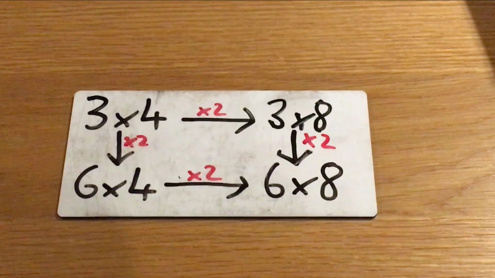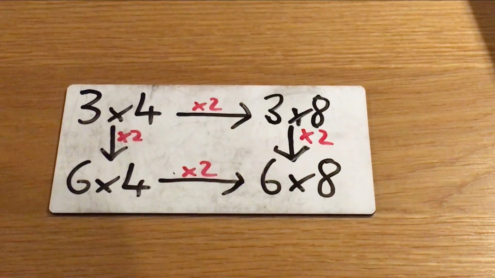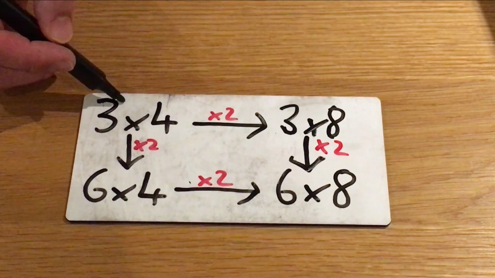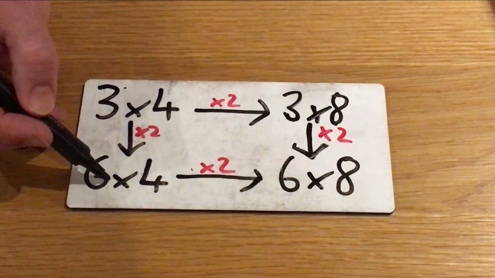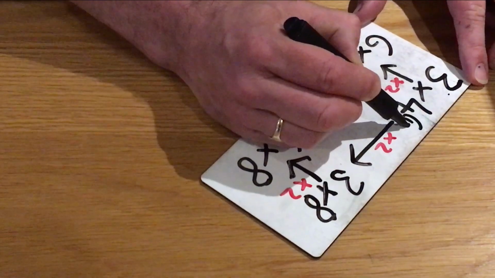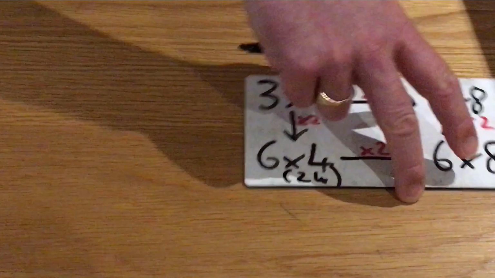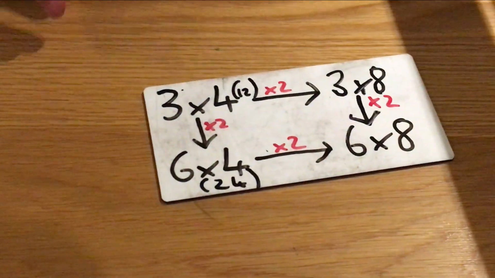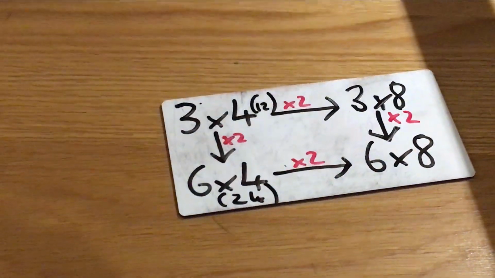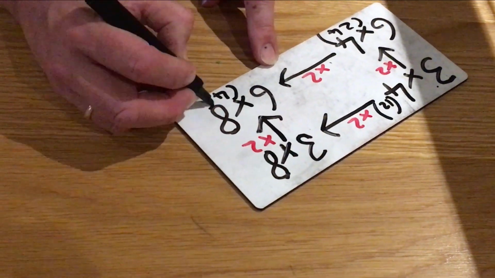Okay, so what we just saw was we started off with the fact 3 multiplied by 4. What we then did was we doubled the 3 times 4 to make 6 times 4. So 3 times 4, which was 12, became 6 times 4, which was 24. So I'll just write those numbers underneath. 3 times 4, which we know is 12, and 6 times 4, which we know is 24. So what we actually did was we doubled the 3 to give us a 6, and the product doubled. What we then did was we doubled the 6 times 4 to become 6 times 8. That gave us the product of 48.